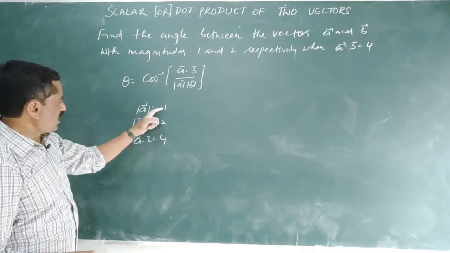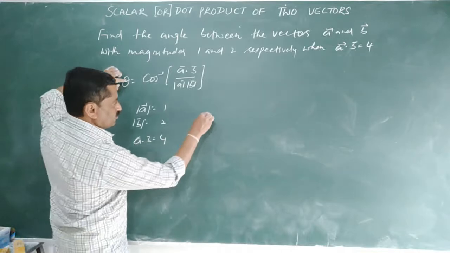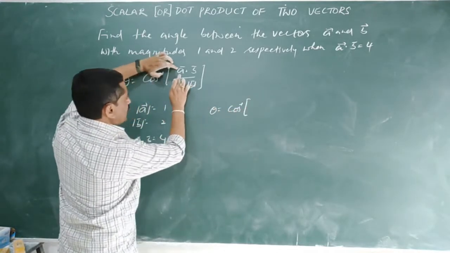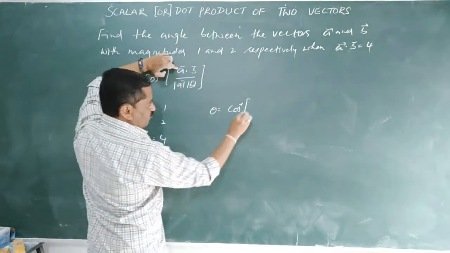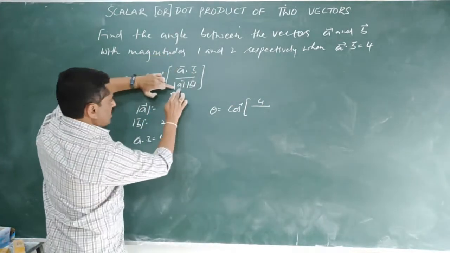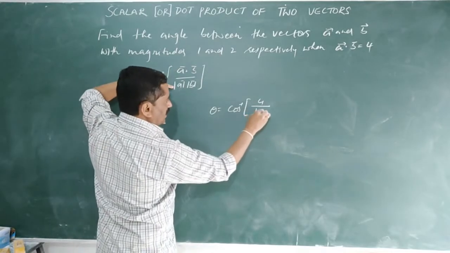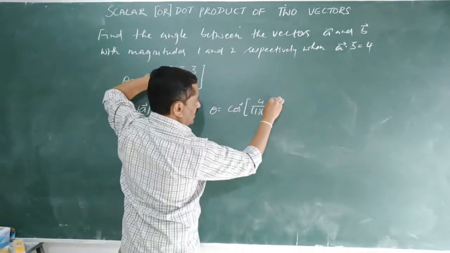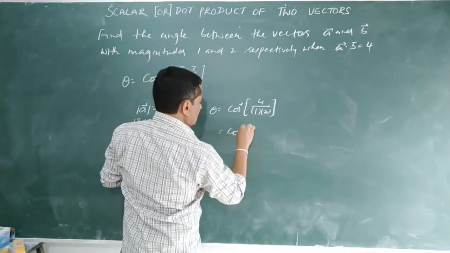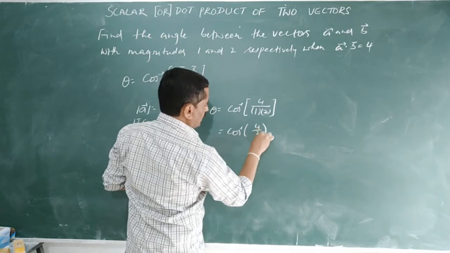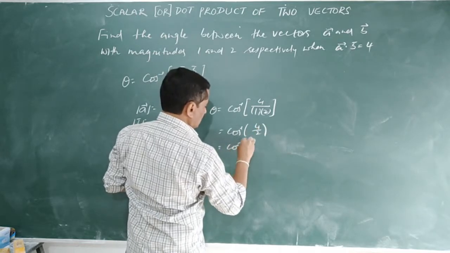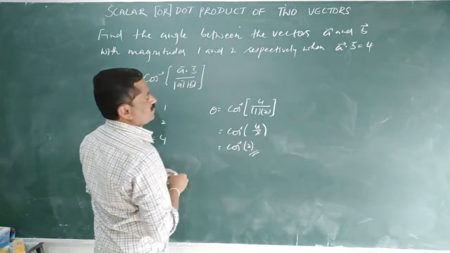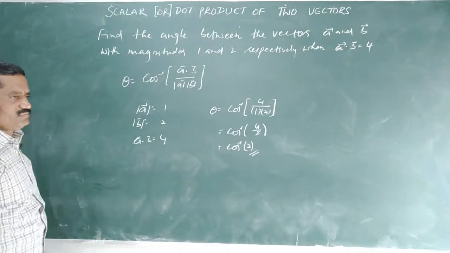Now directly substituting all these values in this formula, theta is equal to cos inverse of a bar dot b bar, given as 4, divided by magnitude of a bar, which is 1, into magnitude of b bar, which is 2. That is equal to cos inverse of 4 divided by 2, which is equal to cos inverse of 2. So this is the angle between a bar and b bar.